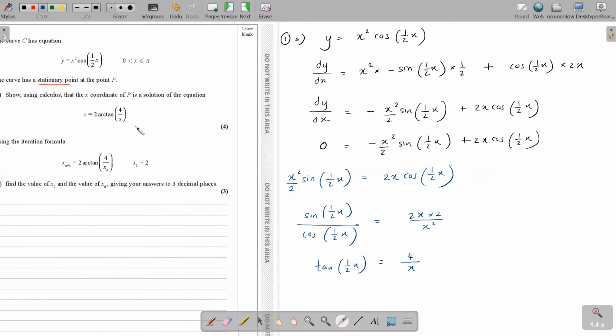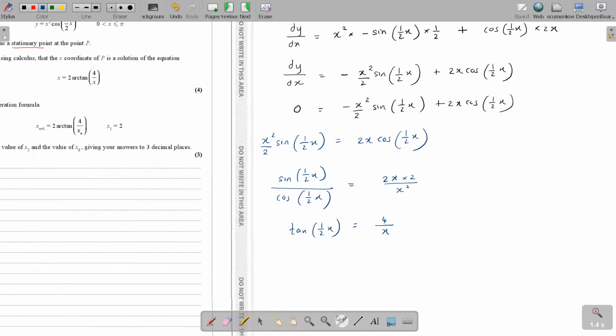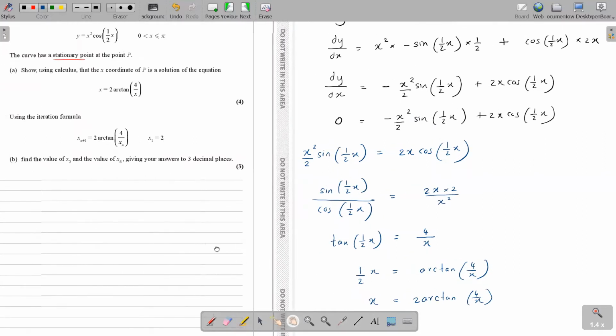So we are close to our answer now. What do we do? Obviously we go for tan inverse, which we also call arctan. So tan half x equals 4 over x, so half x equals arctan 4 over x. Then you make x the subject: the division by 2 goes to the other side as a multiplication. So x equals 2 arctan 4 over x. Okay, so that is the answer for part A. Moving on to part B.